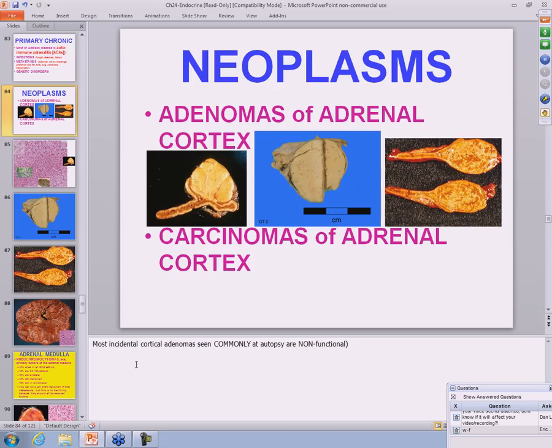basically it's bright yellow. Everything in the body that's bright yellow grossly is fat. In this case, it's cholesterol. Next one.